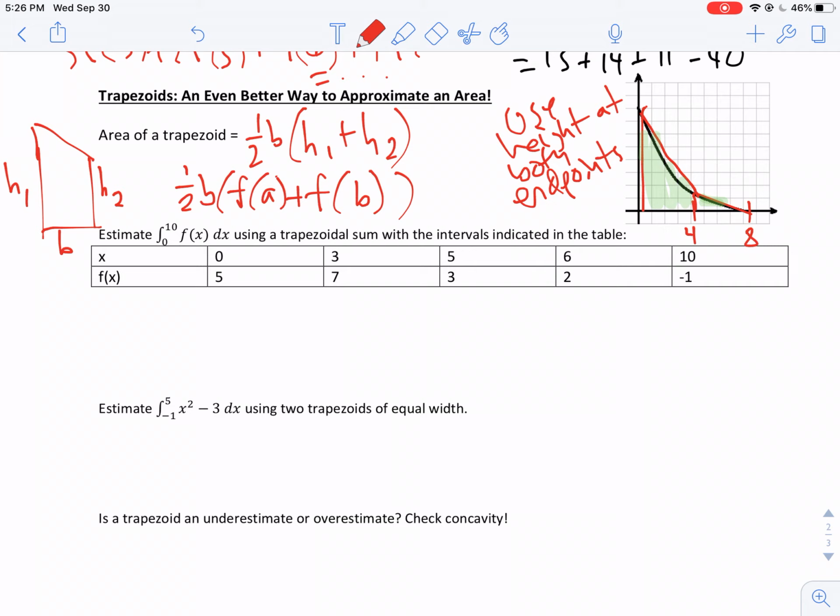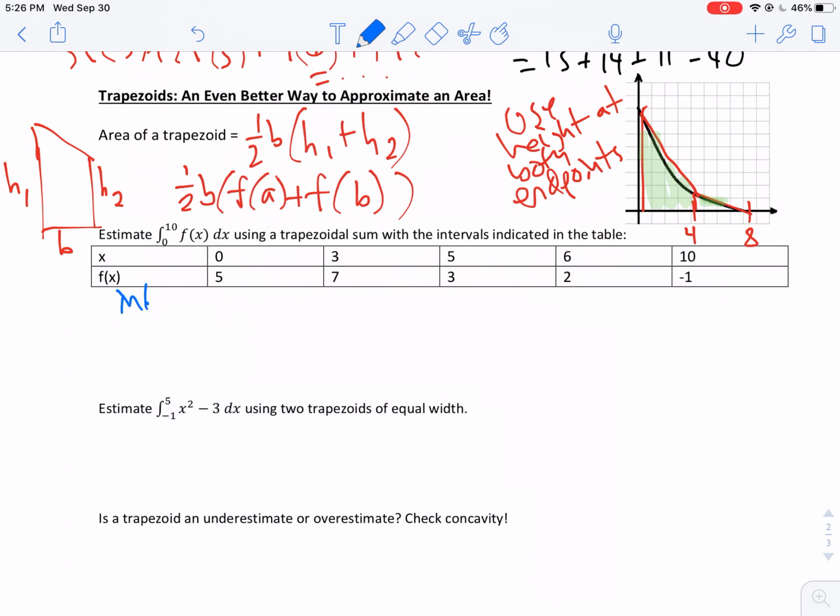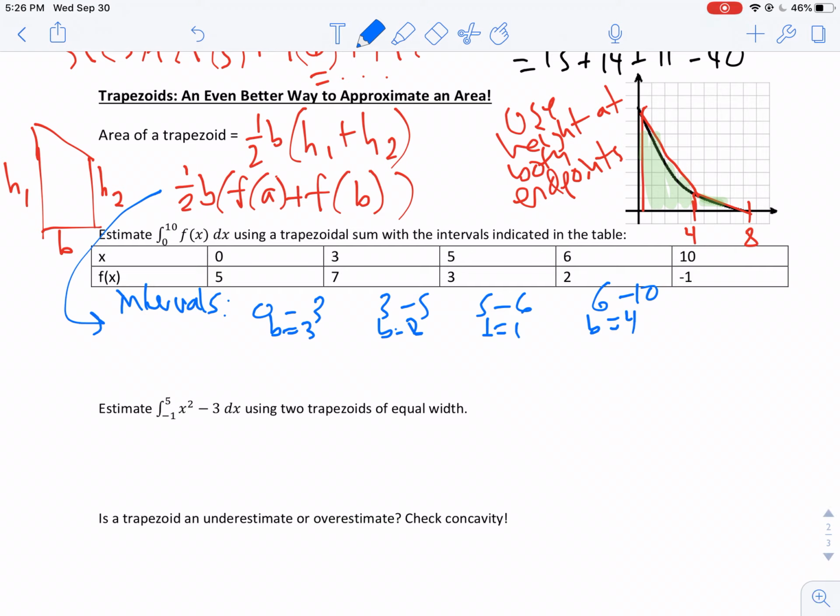Okay, so let's use the same table and estimate this integral using a trapezoidal sum. So what we're going to do again, let's think of the intervals. So the intervals here again are 0 to 3, 3 to 5, 5 to 6, and 6 to 10. So of course here the base is 3, the base is 2, the base is 1, and the base is 4. So what we're going to do is we're going to set up this formula for each individual interval.